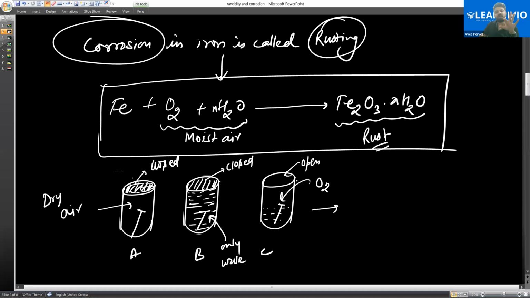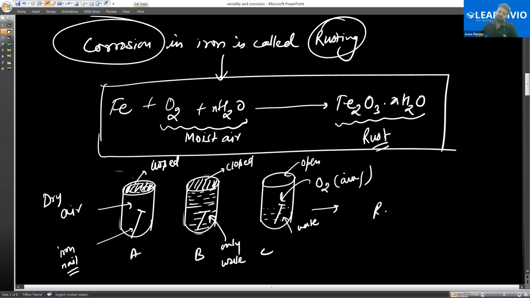Test tube C has open air, which means an oxygen supply is available here. It is coming from the air, and water is there as well, and this is the iron nail. So in which case will the iron rust? Rusting will be done in case of this one.